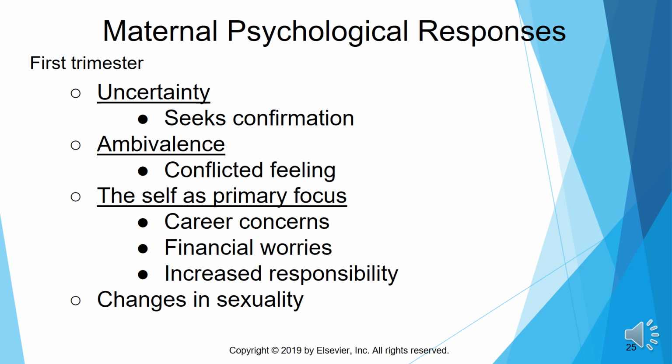Mom's psychological response during the first trimester: it's very, very common for moms to be uncertain. They're seeking confirmation. Am I really pregnant? I have a positive pregnancy test, but is it really true? Ambivalence, it's very normal to be like, oh my gosh, what did I do? Even if you did plan the pregnancy, you have a little bit of a conflicted feeling.